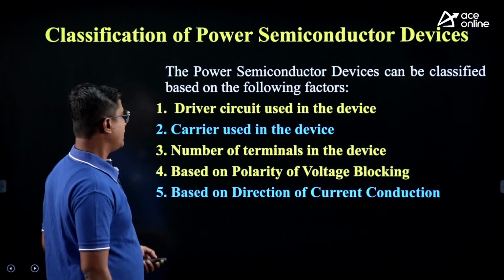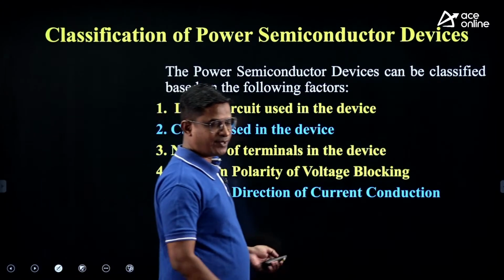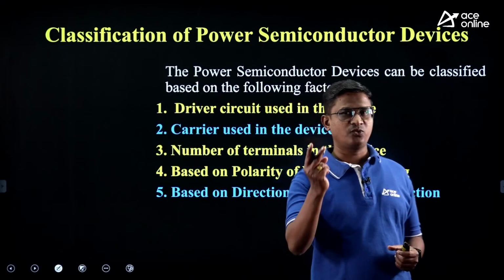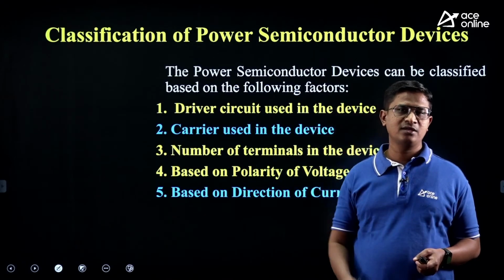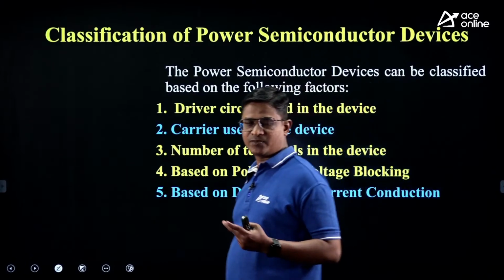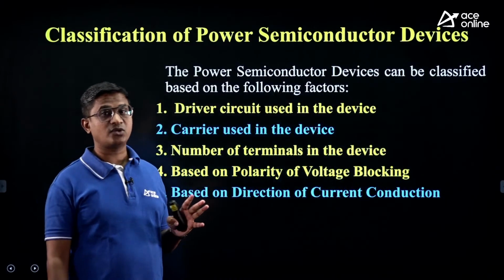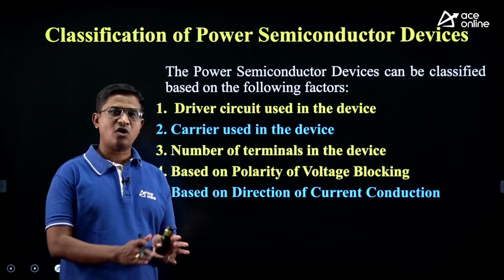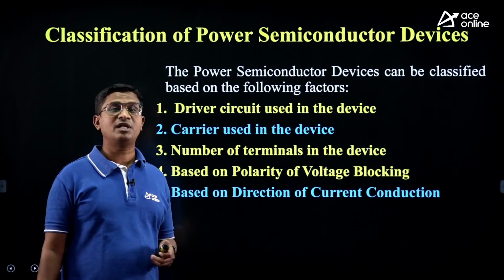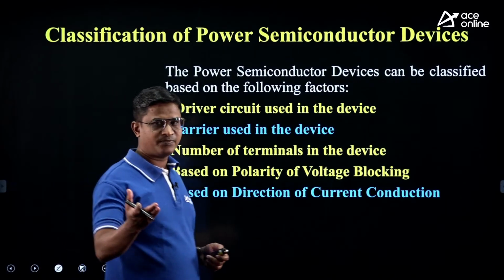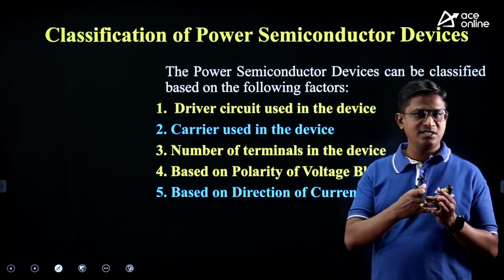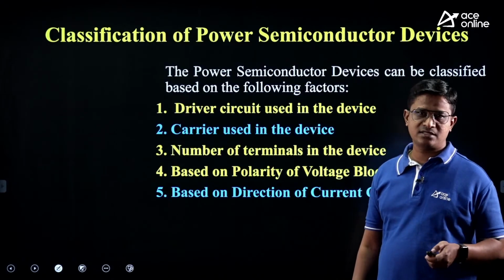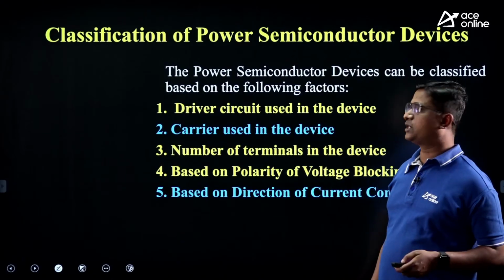Next, number of terminals in the device. So based on the number of terminals, there are 2 types: two terminal devices and three terminal devices. Power diode or a diode is a two terminal device, whereas all other devices are three terminal devices. Check MOSFET, IGBT, GTO, SCR, etc. All these devices have three terminals. Okay, only diode has two terminals.